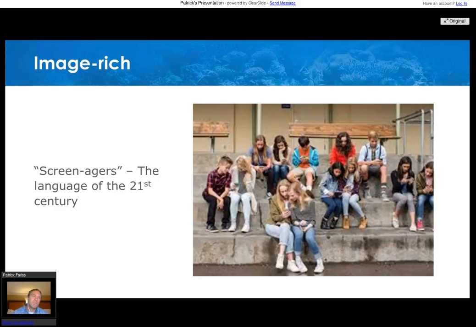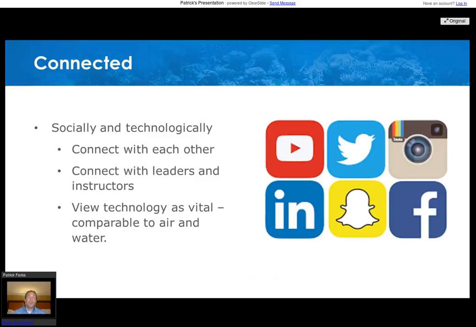And lastly, they're connected. Students are used to being connected to each other. They're connected with their leaders. They're able to tweet. They're able to share. They're able to snap. They see technology as vital. They see it as important as air and water. It's just part of who they are.